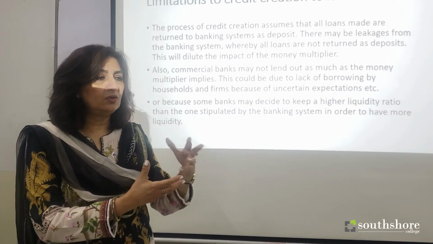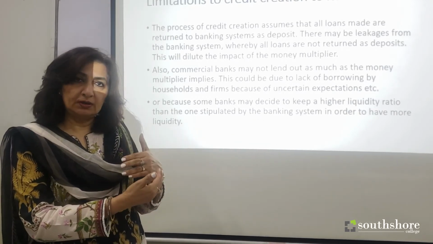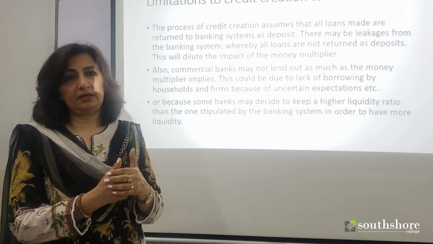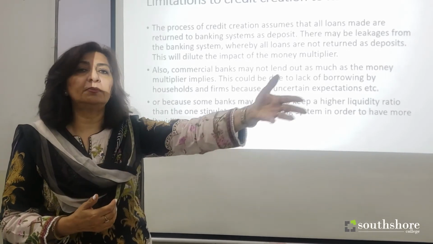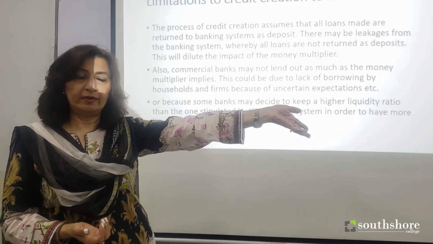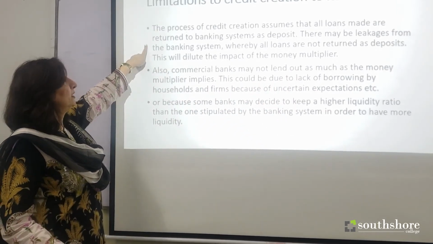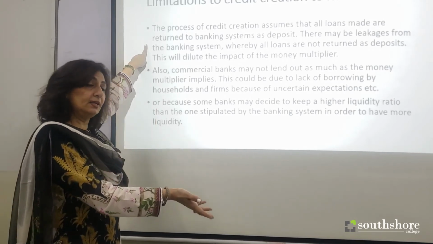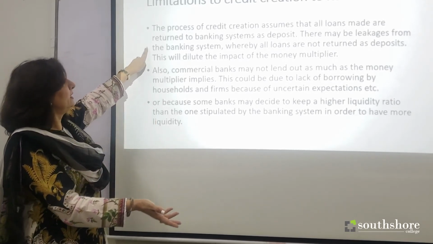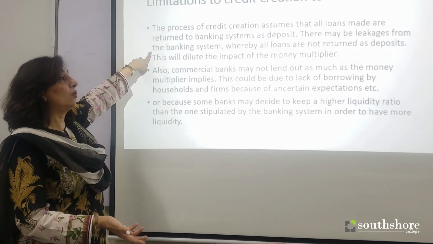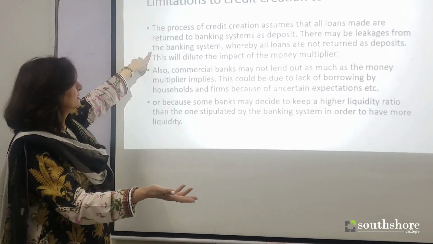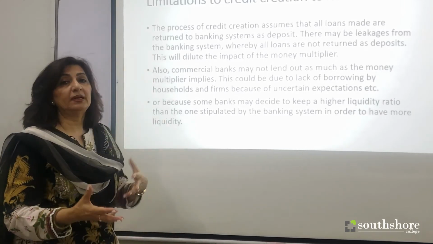This means out of that $90, I kept some dollars in cash form with me. So they never got deposited back in the other bank. All right. So it says here, the process of credit creation assumes that all loans made are returned to the banking system as deposits. There may be leakages from the banking system whereby all loans are not returned as deposits. This will dilute the impact of the money multiplier.